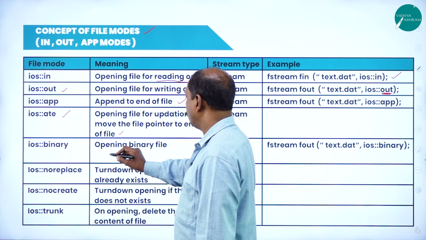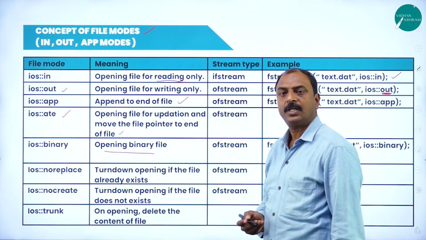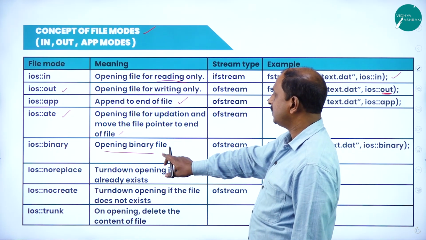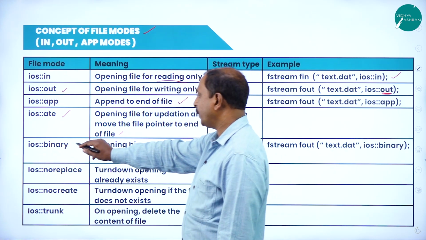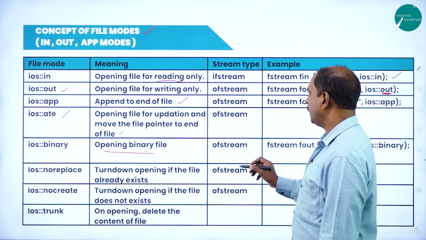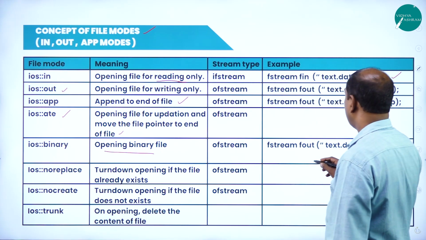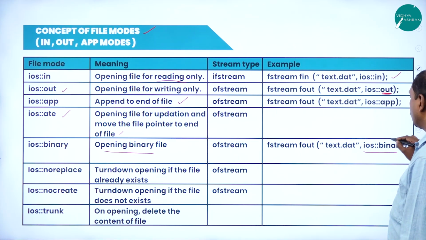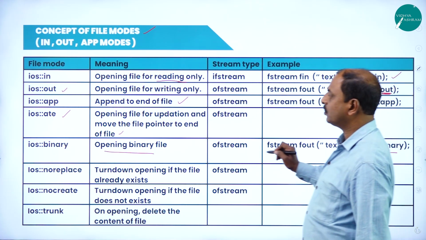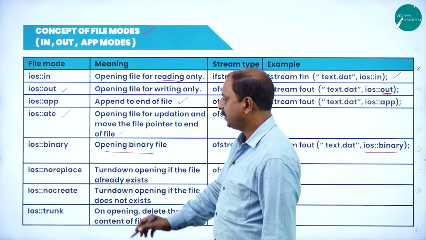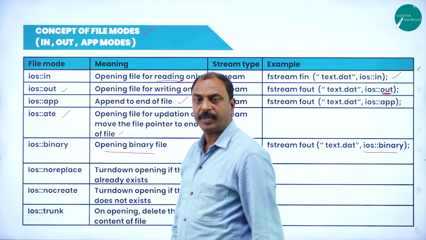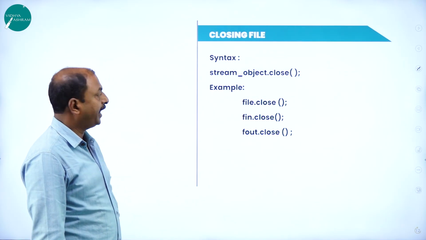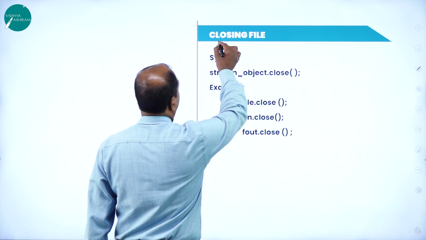ios::binary is for opening a binary file. We have seen there are two types of files in our first line, text file as well as binary file. So this is the syntax to open a binary file, and it belongs to ofstream: ofstream fout("text.dat", ios::binary). This is the syntax of opening a binary file. So we have different modes of operation with respect to opening a file. Now in the next slide, we will see what is closing a file.